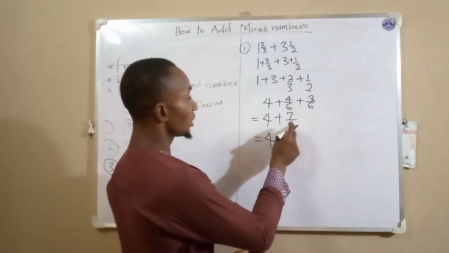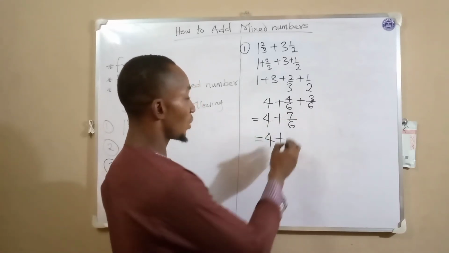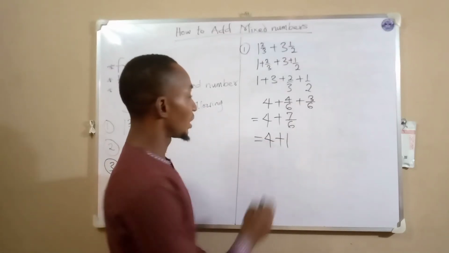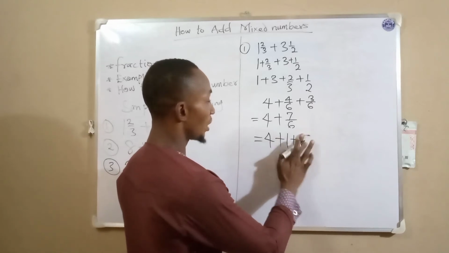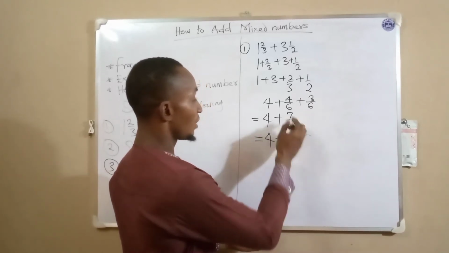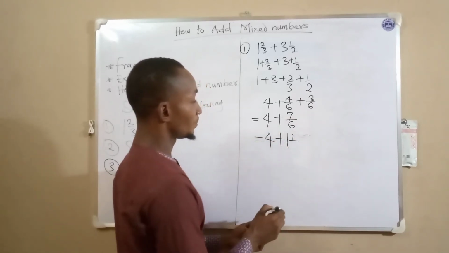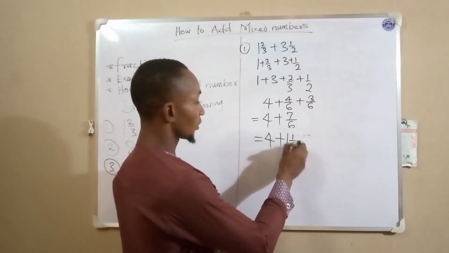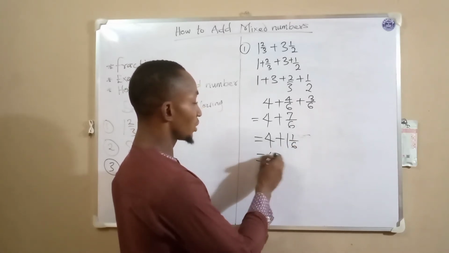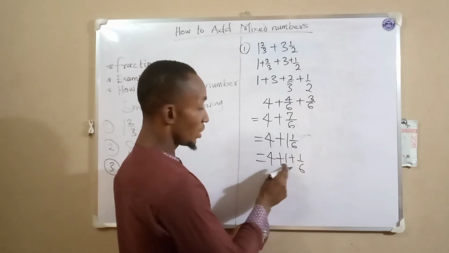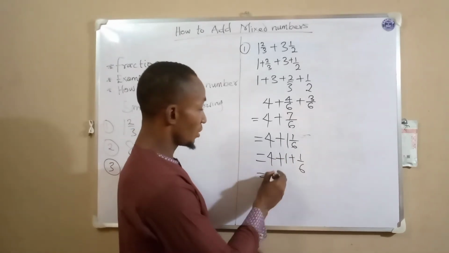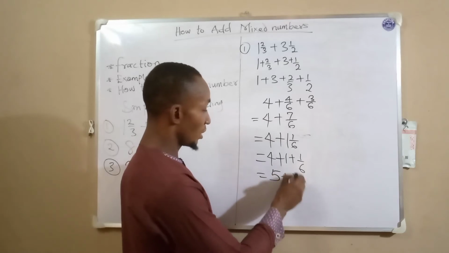The 6, how many 6 can you get in this? Is 1. We are equally having a whole number here. Plus what? 7 divided by 6 is 1 times, remainder 1 over 6. So in a nutshell, we say 4 plus 1 plus 1 over 6. When this whole number is added to this, it becomes what? 5 plus 1 over 6.